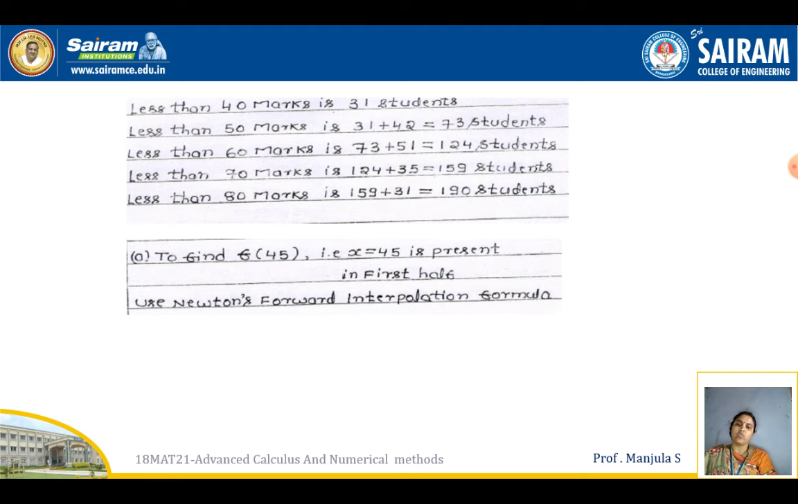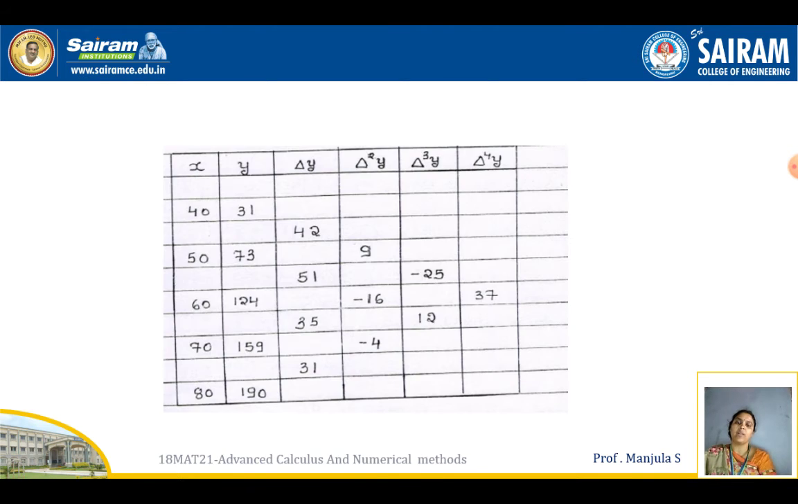So first we have to find the value of f of 45. Here x is 45, which is present in the first half, so use Newton's forward interpolation formula. Because x is 45, that value is very near to the first value of x, we go for the forward difference table. Before using the formula, first we have to construct the table. For Newton's forward and backward formulas, the table values will be the same, only the denoting terms will be different. So we'll find out all these values.